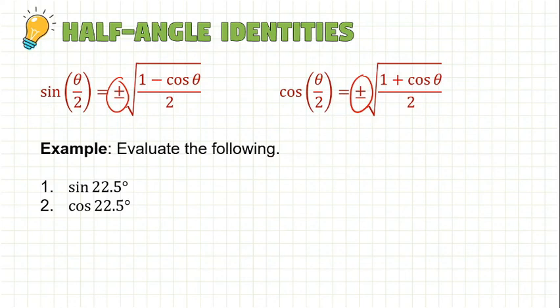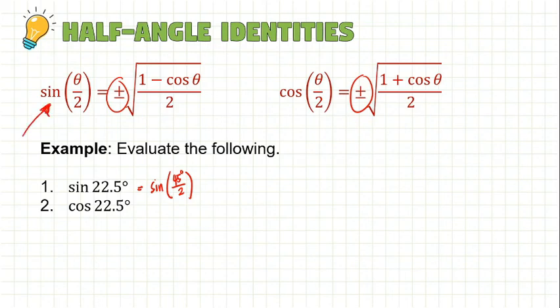So we will evaluate the following. First, we have sine 22.5 degrees and cosine 22.5 degrees. Now, here, 22.5 degrees is just half of 45 degrees, right? So we can just write sine 22.5 degrees as sine of 45 degrees over 2, since 22.5 degrees is just half of 45 degrees. So therefore, we already have this form.